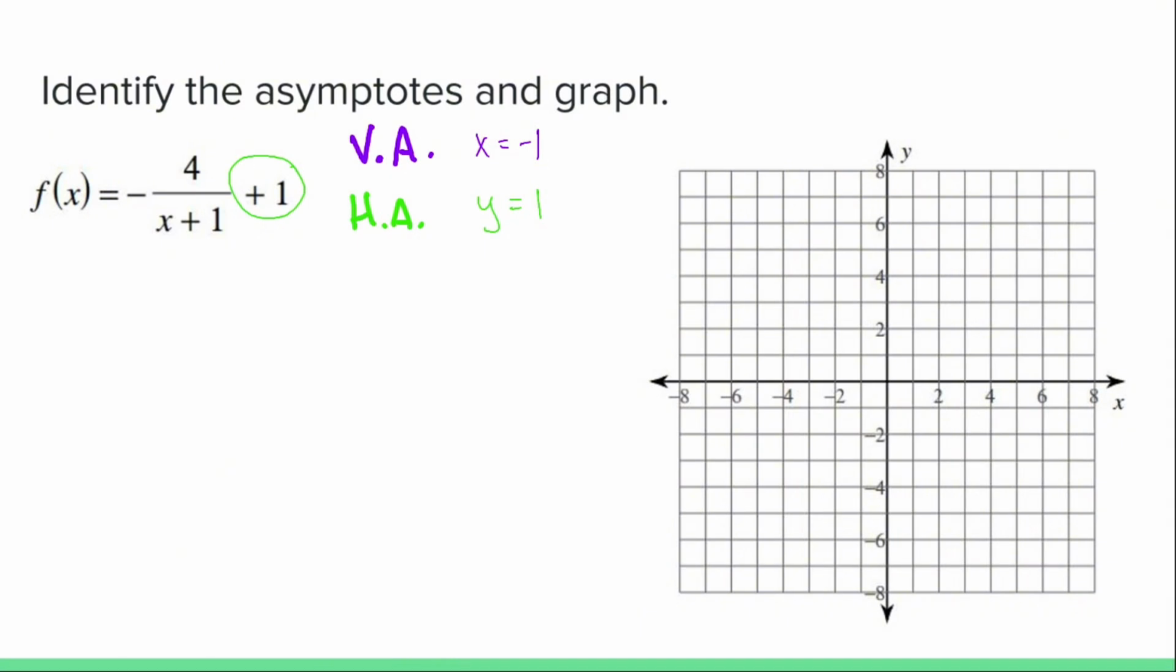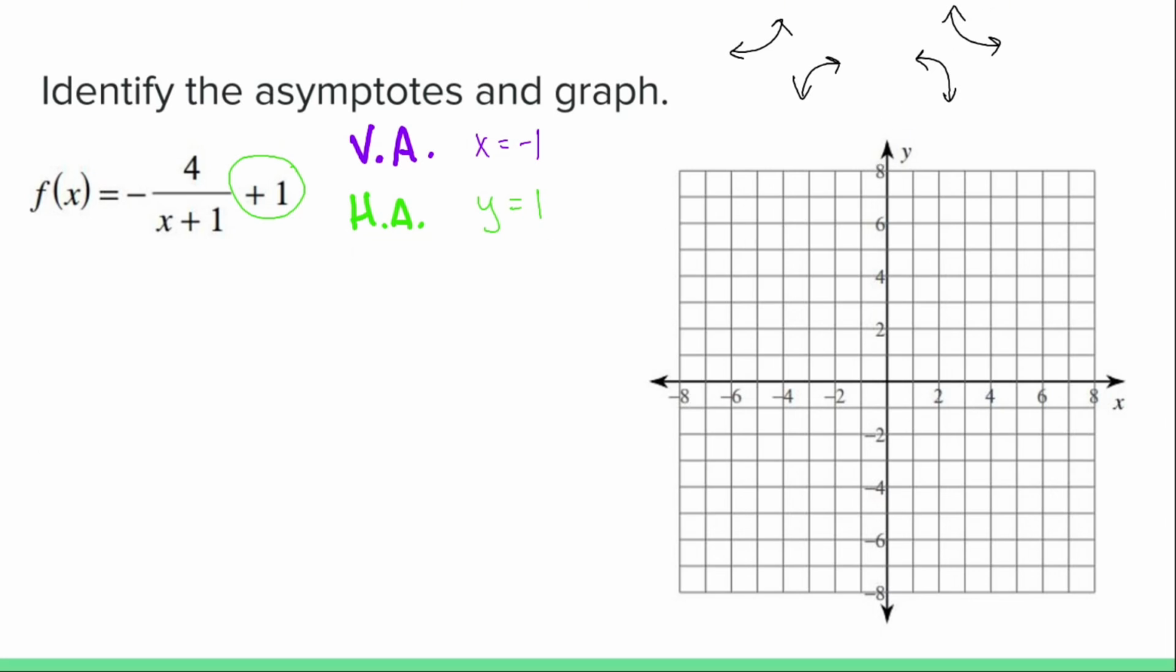Now, if I want to graph, I have to remind myself that rational functions are going to look one of two ways. It's either going to look like that, or it's going to look like that. Oh boy, I'm going to screw that up. There we go, much better. Ignore that little line right there. And maybe by erasing it, it'll help me ignore that little line.